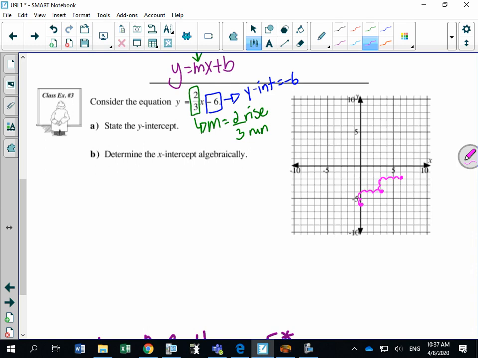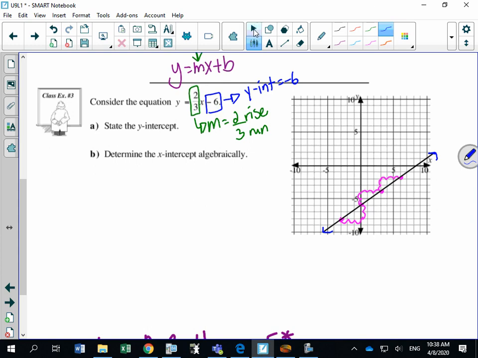To go in the opposite direction, the opposite of rising 2 is falling 2. And the opposite of going to the right 3 is going to the left 3. So get a few coordinates on there. Take your ruler. Remember that no coordinate should jump off your line. If you draw a straight line and you have a dot that's jumped off the line, you made a mistake somewhere. Okay? So that would be my equation.